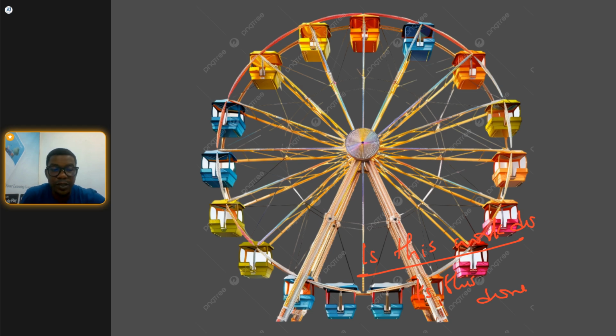All right, let's proceed. The Ferris wheel is not performing any work. As a result of this, we are going to bring in what we call the centripetal force. Centripetal force is a force that moves an object in a curved path.